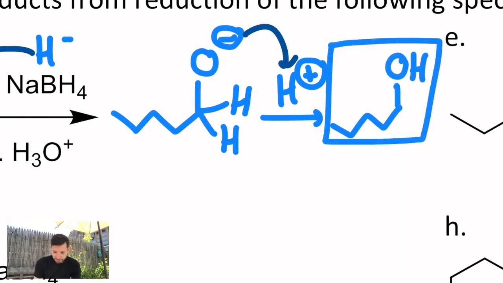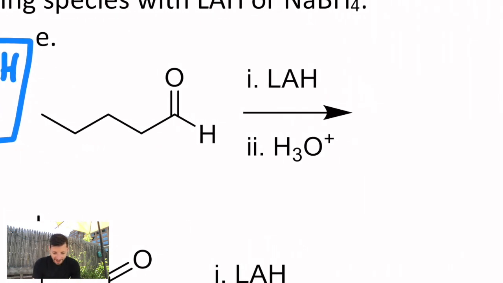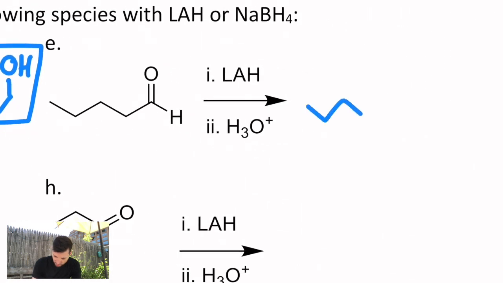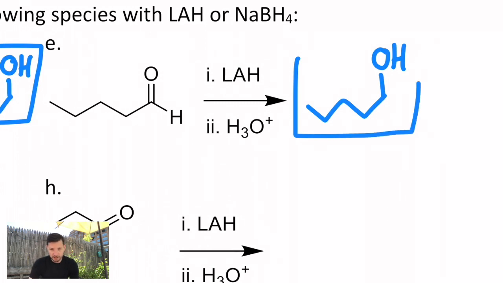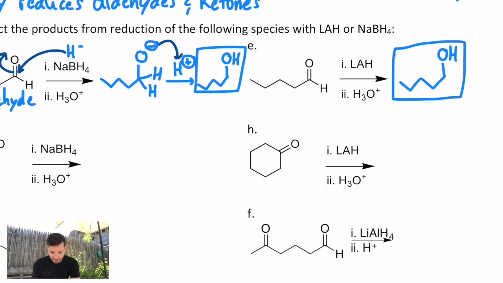Right next to it, we get lithium aluminum hydride. It acts exactly the same. It does exactly the same thing. I'm going to show the mechanism. You add an H to both the carbon and the oxygen. The pi bond is gone. So there's no difference between LAH and sodium borohydride in the reduction of an aldehyde.